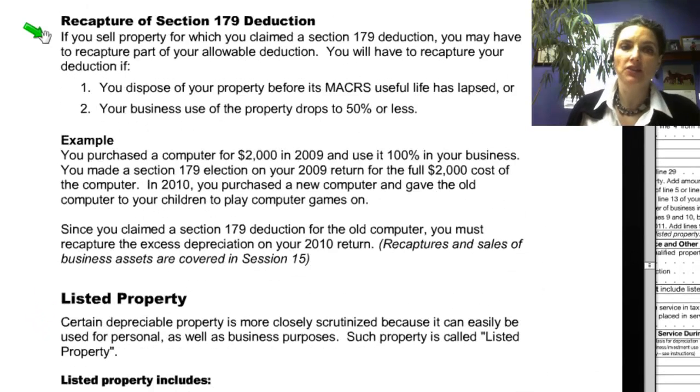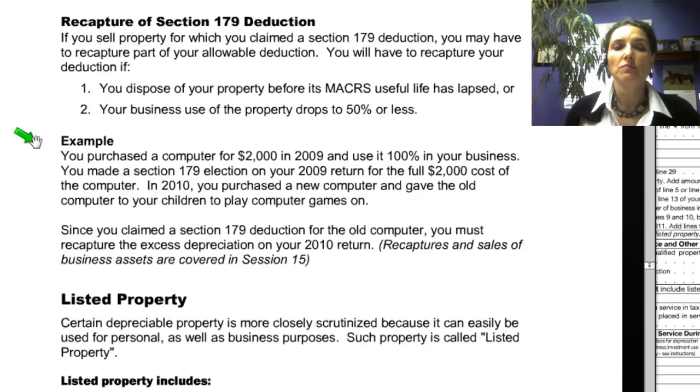Recapture of Section 179 deduction. If you sell property for which you claimed a Section 179 deduction, you may have to recapture part of your allowable deduction. You will have to recapture your deduction if you dispose of your property before its useful life has elapsed, or your business use of the property drops to 50% or less.